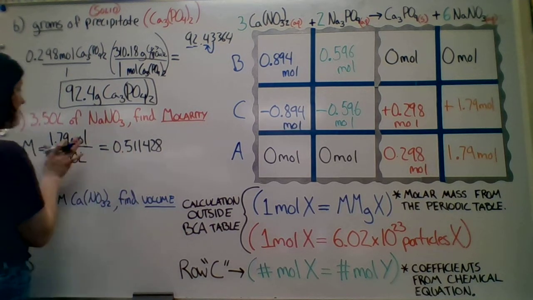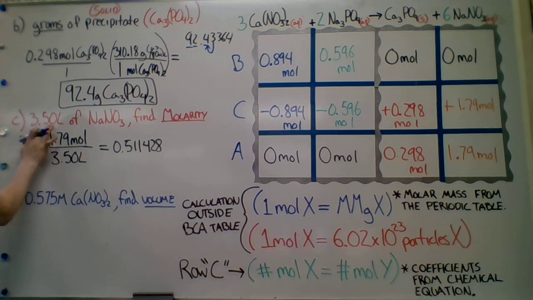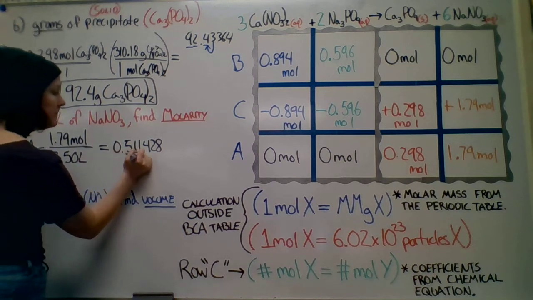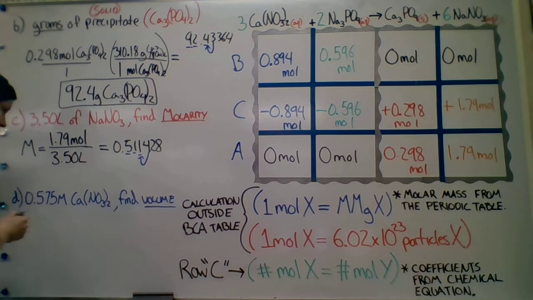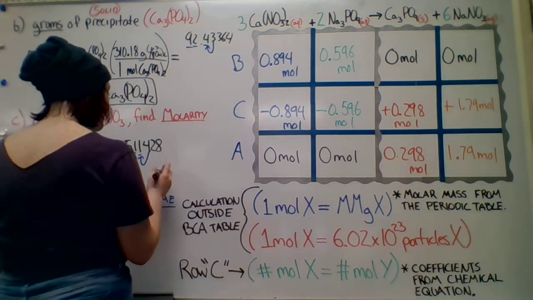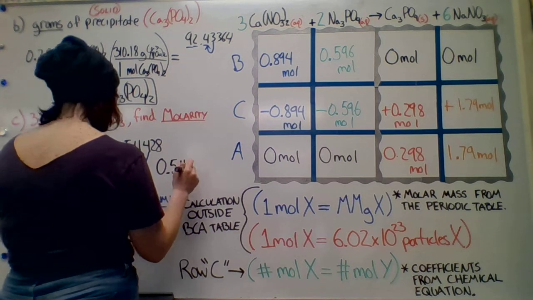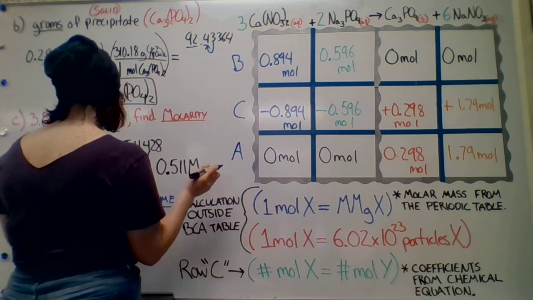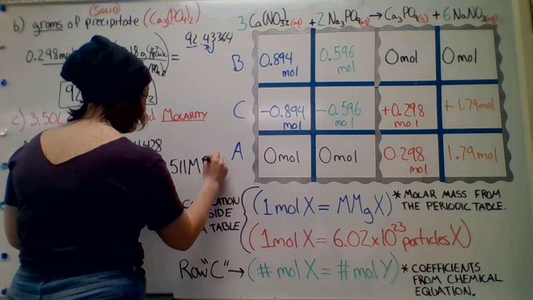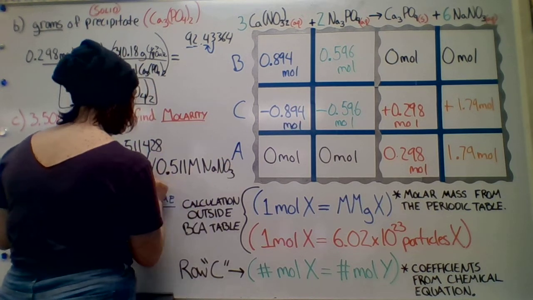Remember, I do want to round according to the rules of sig figs. I started with 3 sig figs. That 0 does count, so I want to end with 3. So my final answer for this particular question is 0.511 molar, and that is NaNO3, sodium nitrate. Okay?